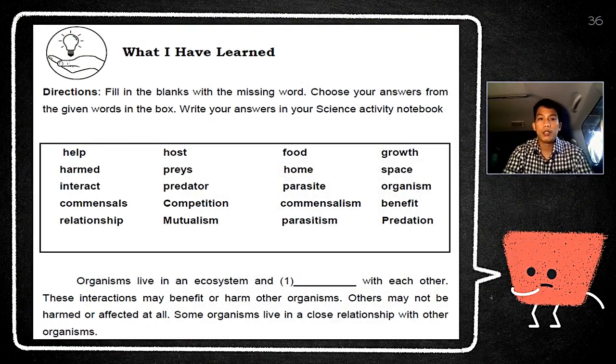For the next activity, What I Have Learned. Direction: fill in the blank with the missing word, and you are going to choose your answer from the given words in the box. Write your answer in your science answer sheet or activity notebook.